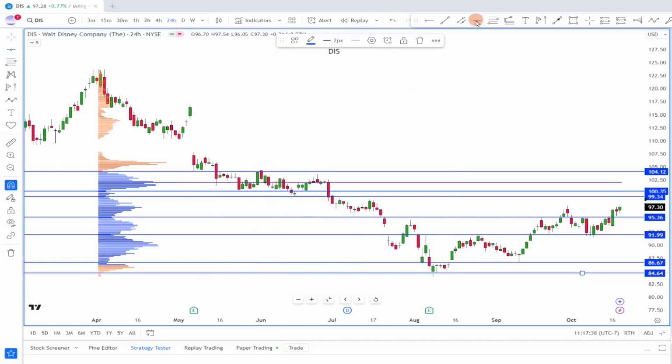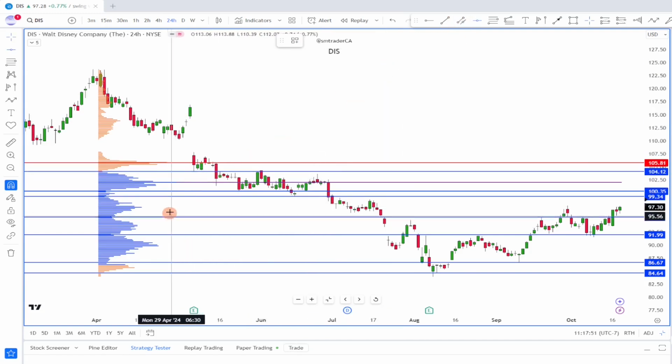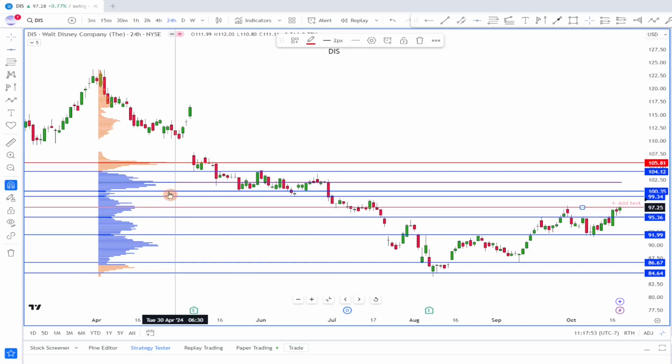Now I'm going to do the high volume nodes. So we've got this right here, and I'm going to change the color. I'm going to call this resistance. I use the color red. And here, I'm just going to go do these high volume nodes. And I'm going to come back to this one here later, and I'm going to tell you the reason why.